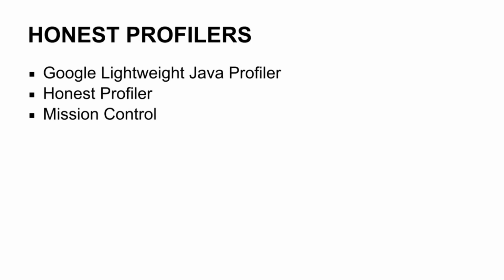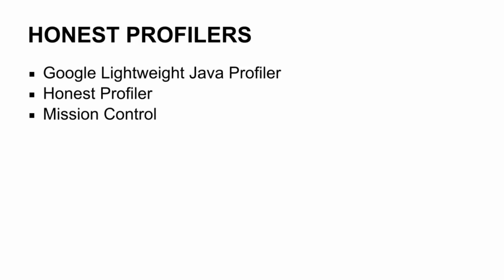So this time we're going to talk about more honest profilers, those that can sample at non-safe points and don't rely on invasive instrumentation. One of the earliest of these was the Google Lightweight Java Profiler, which was created for internal use at Google. It is available on GitHub, but it requires a fair amount of work to set up, so I wouldn't necessarily recommend it. Instead, if you're looking for a free honest profiler, I'd recommend The Honest Profiler by Richard Warburton, which also includes a nice GUI. It does take a fair amount of work to build and set up, but it is free to use in any environment.